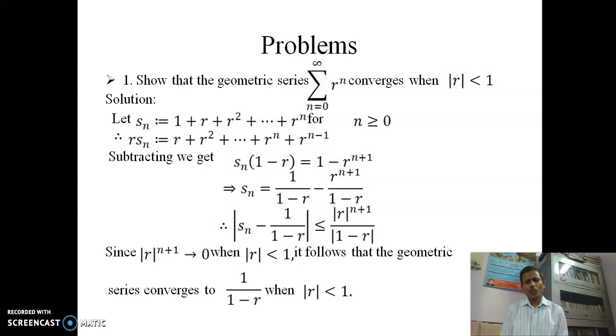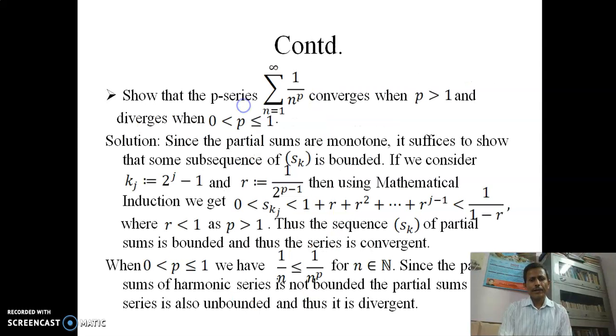As we know, |r| < 1, that means the common ratio is less than 1, then r^(n+1) must approach 0. It follows that the geometric series converges to 1/(1 - r).